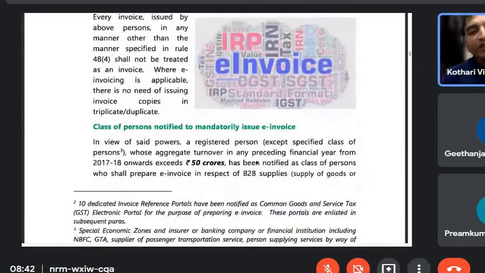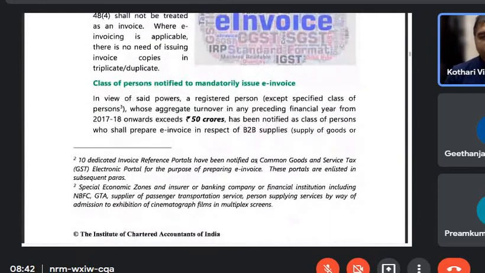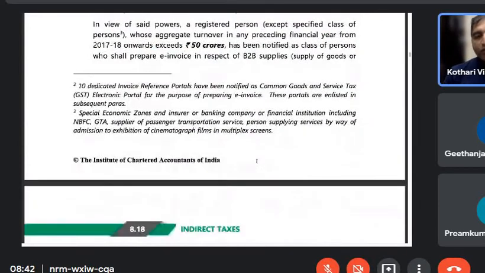Now, for e-invoice, some exempt persons are notified who are not required to issue e-invoice. Who are these persons? One is special economic zone, insurer, banking company, financial institution, NBFC, GTA, supplier of passenger transport service, person supplying services by way of admission to theatre services, multiplex cinema. These persons are not required to generate e-invoice even if their aggregate turnover exceeds 50 crores.